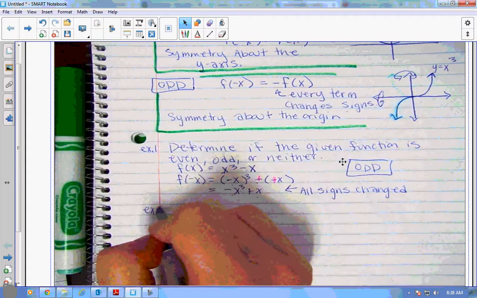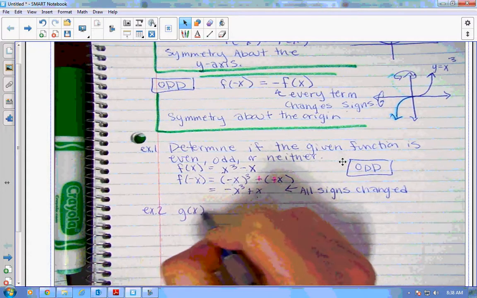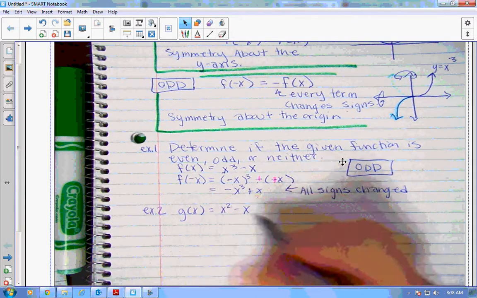Okay, example 2. Let's try another one. We'll call it g of x this time: x squared minus x.